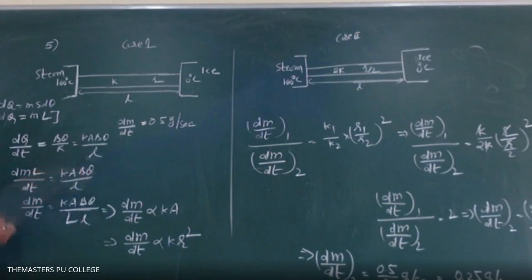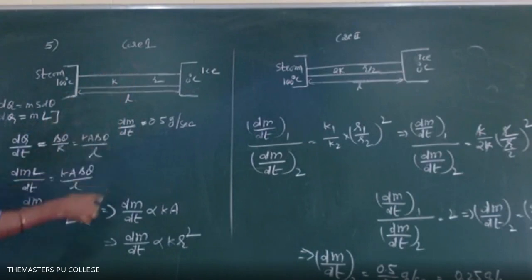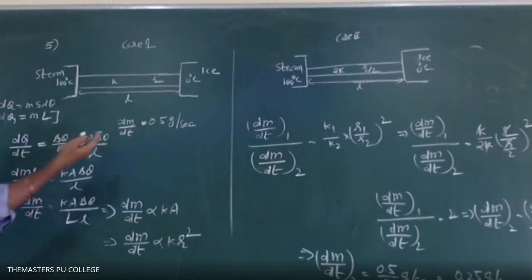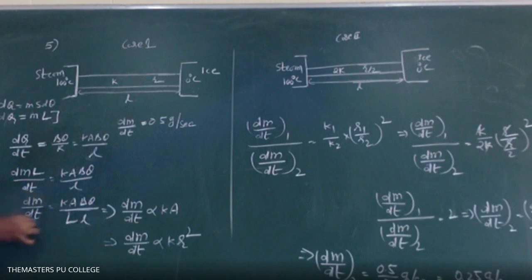Among this, what are the constants? Except k and A, all are constants. When the rod is replaced, the temperature difference is also the same. Steam is at 100 degrees centigrade, ice is at 0 degrees centigrade. Latent heat of ice is constant, and the lengths of the two rods are the same. So on what factors does dm by dt depend? dm by dt depends purely on k and A.